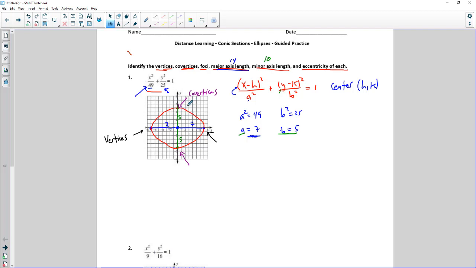Okay, so now we're going to find the foci. Foci basically determine the shape of the ellipse. The closer the foci, which are two points, are to the center, the more the ellipse will look like a circle. The further away from the center, the more it looks like an oval shape that's not a circle. And there's a measure for how circular it actually is, and this is referred to as eccentricity. Okay, and we'll talk about that.